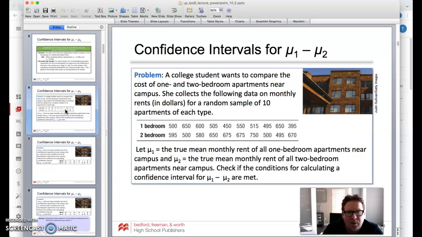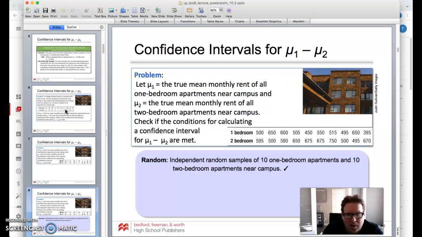Okay, so as we come in here, let's look at the problem right away. A college student wants to compare the cost of 1 and 2 bedroom apartments near campus, and collects the following data on monthly rents in a random sample of 10. Only 10. Let mu1 be the true mean monthly rent of all 1 bedroom apartments, and mu2 the true mean of all the 2 bedroom apartments. That helps us keep track. And so we want to check those conditions here.